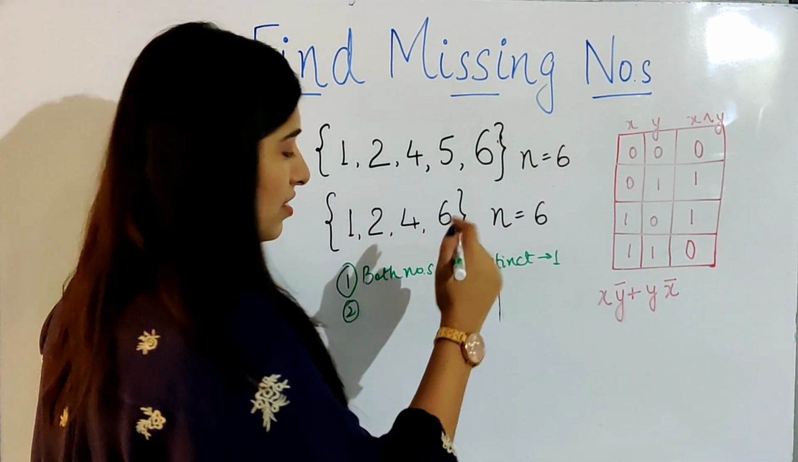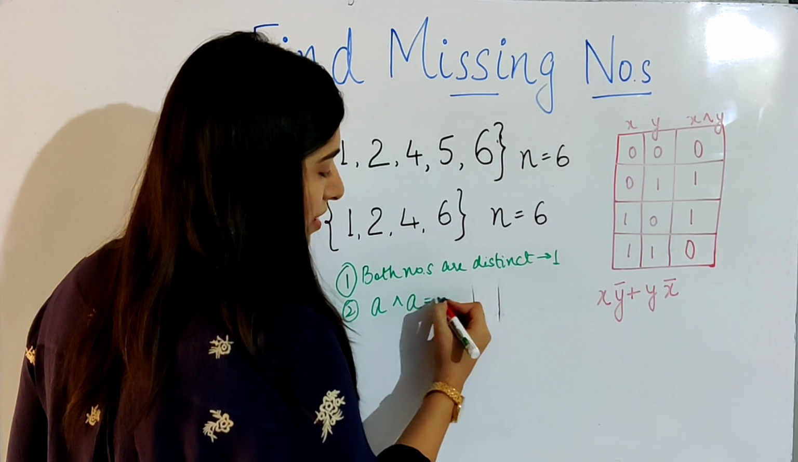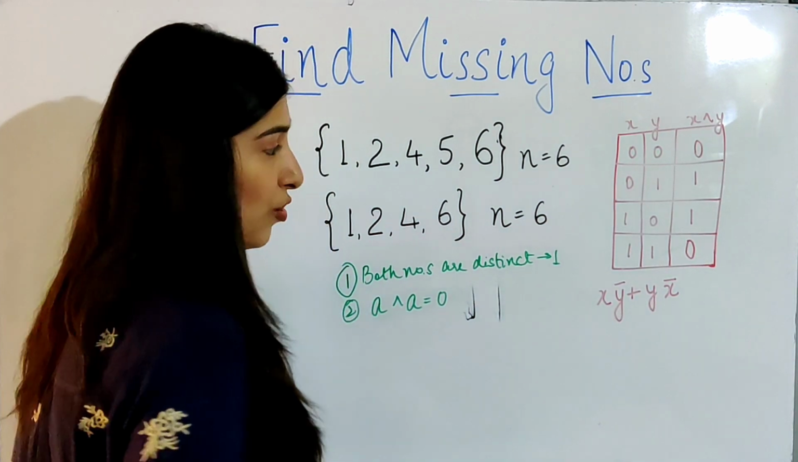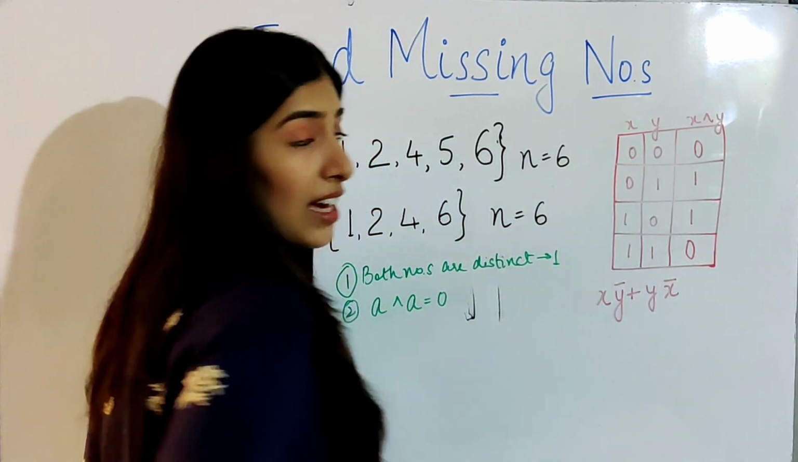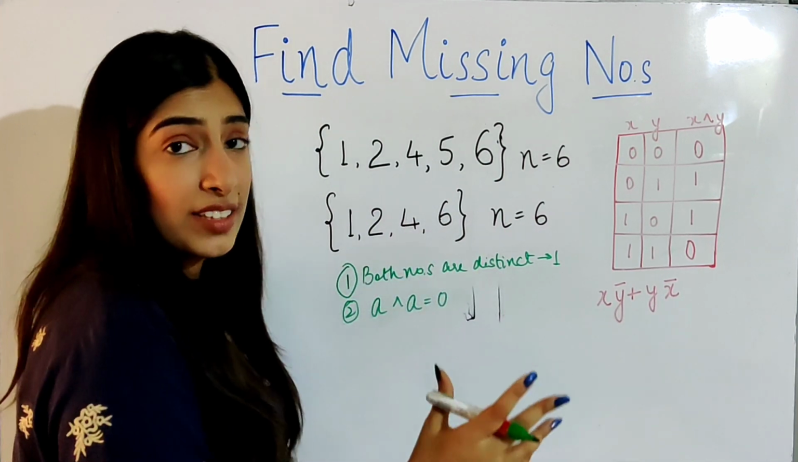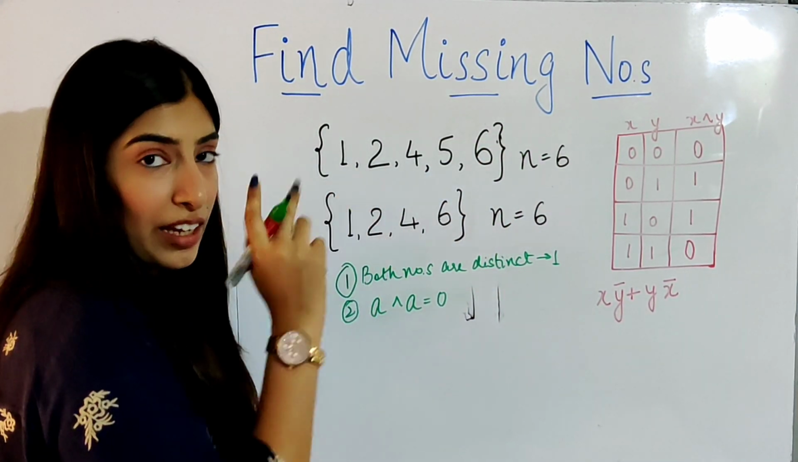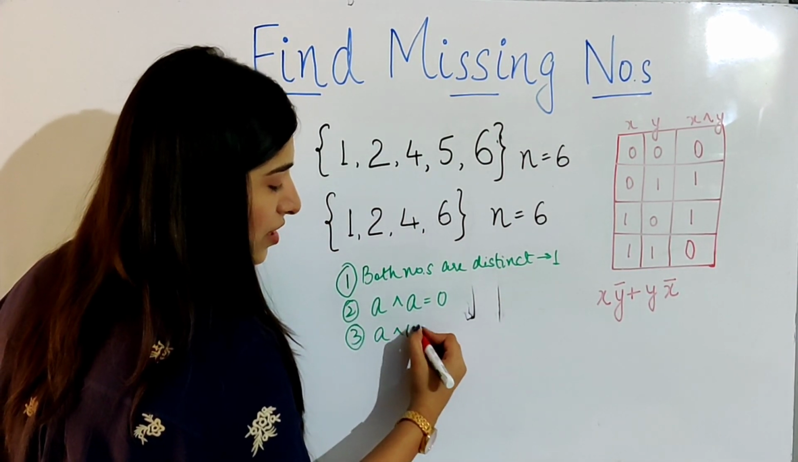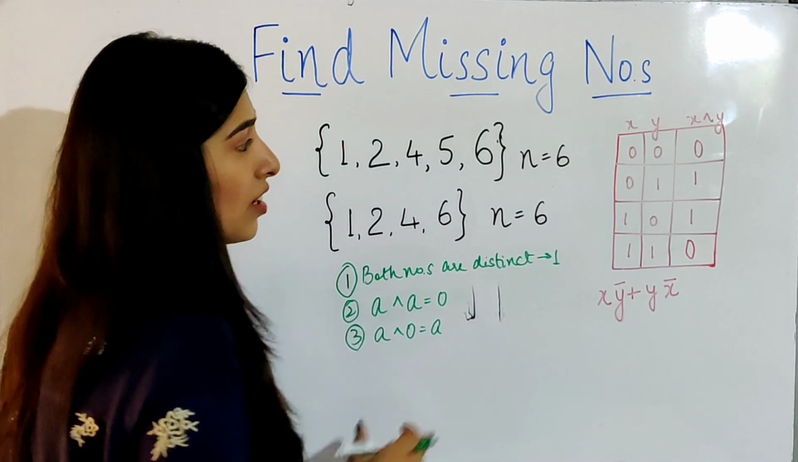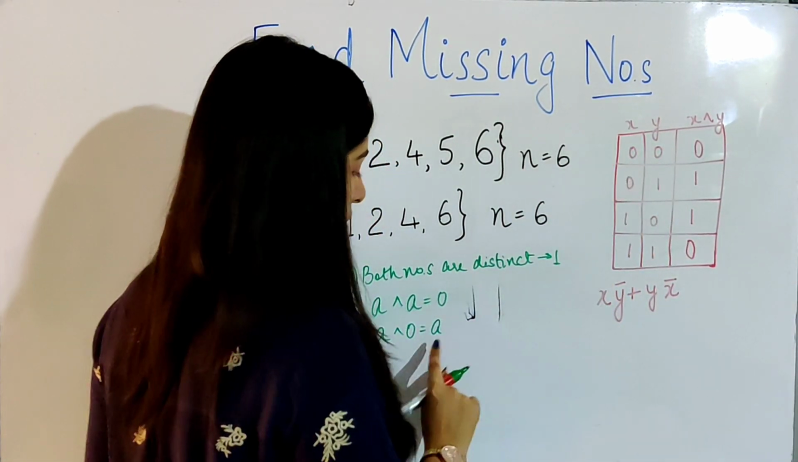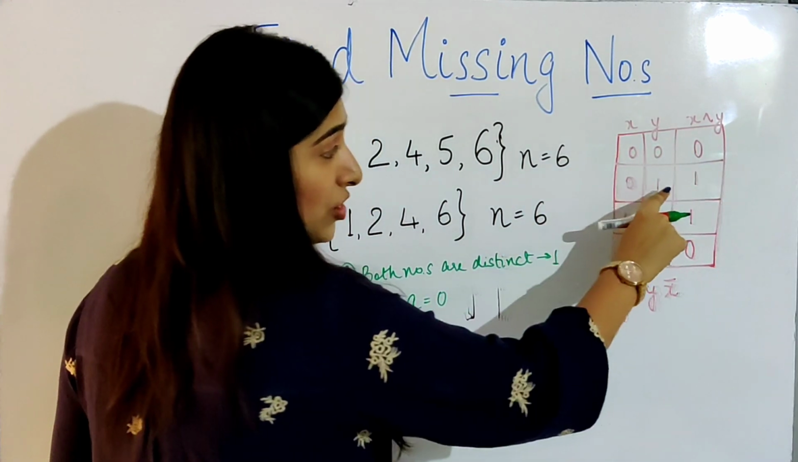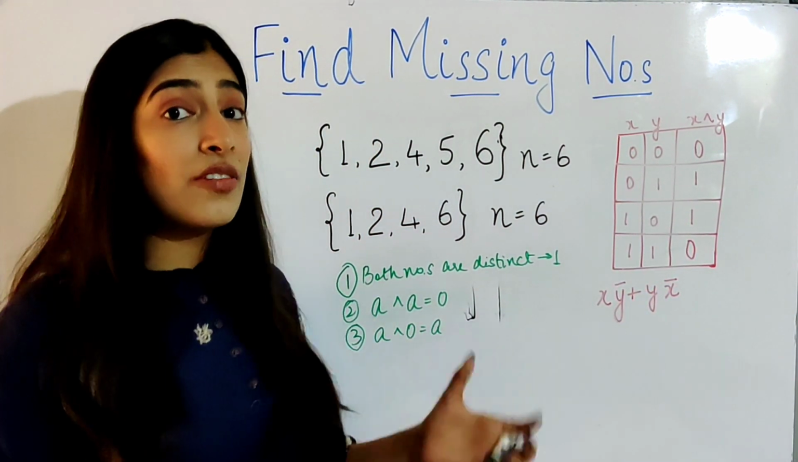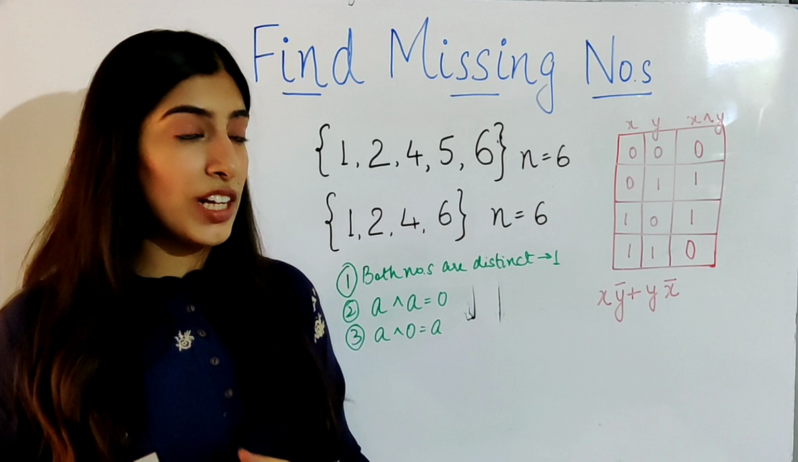The second observation is any number XORed with itself will result to 0. Let's see over here, when 0 is XORed with 0, the answer is 0. When 1 is XORed with 1, the answer is again 0. So whenever a number is XORed with itself, the answer is 0. That is the second property that we are going to use. The third one is any number XORed with 0 results to the number itself. So let's see, when we XOR 0 with 0, it resulted to 0 itself. When we XORed 1 with 0, it resulted to the number itself, that is 1.